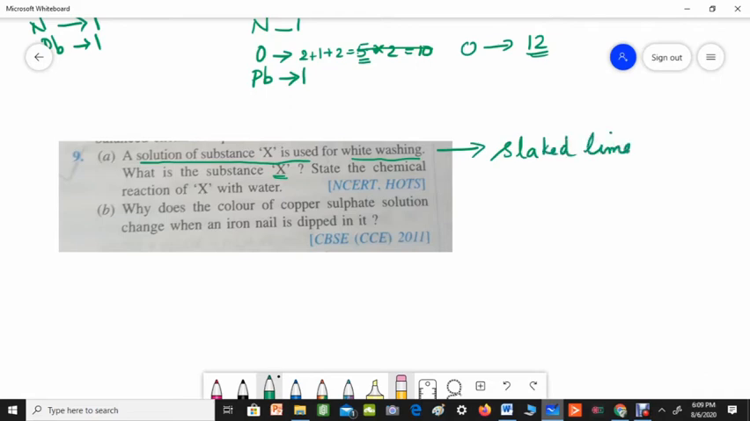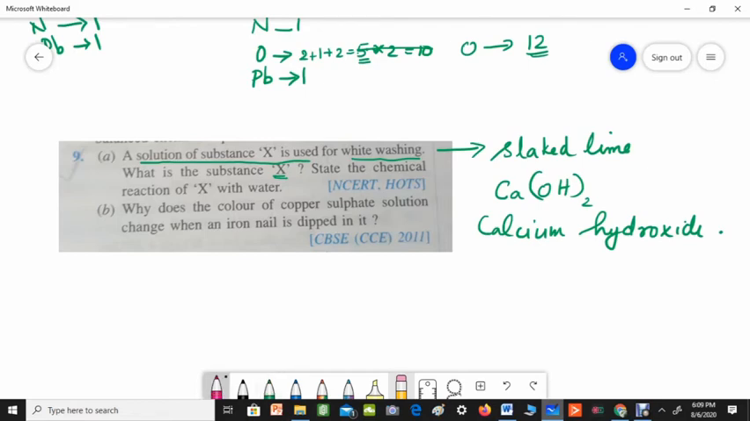Slaked lime means it is calcium hydroxide, Ca(OH)2. How do we get calcium hydroxide? Calcium hydroxide is obtained from calcium oxide. So the substance X is calcium oxide. Calcium oxide, that is your substance X.